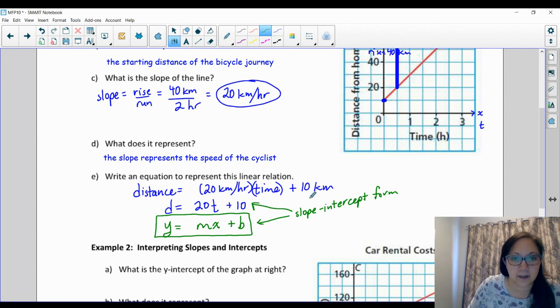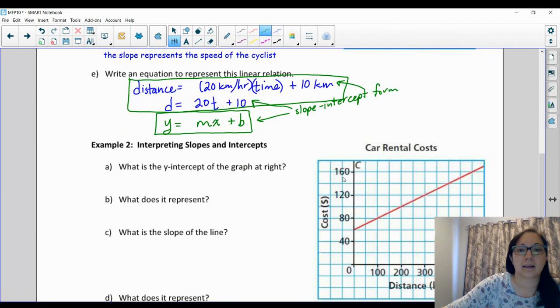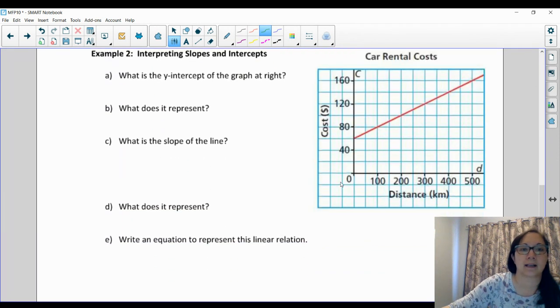This is also slope-intercept form. This is also slope-intercept form. Okay, truly our answer is these. But what I'm trying to show you is it follows a pattern of y equals m times x plus b. Okay, let's see if that pattern holds on the next example.